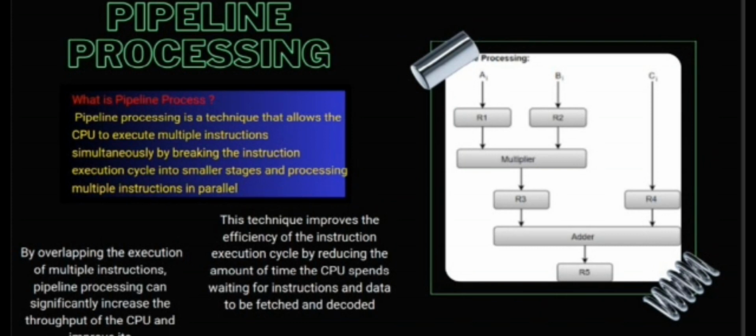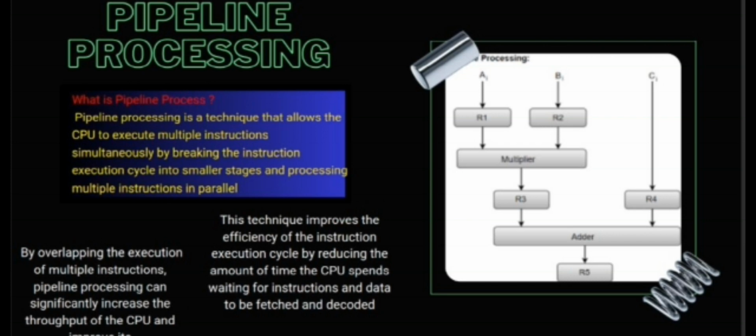Pipeline processing is a technique used by the CPU to execute multiple instructions at the same time by breaking them down into smaller stages. By processing multiple instructions in parallel, it improves the efficiency of the execution cycle by reducing the waiting time for fetching and decoding instructions and data.